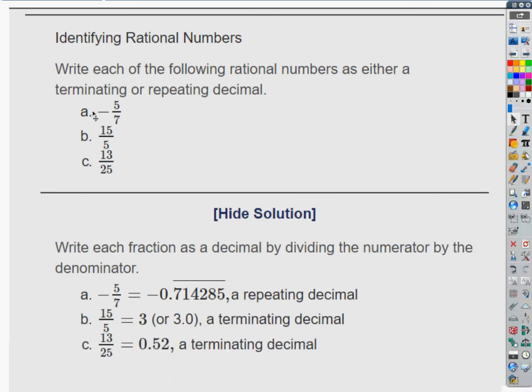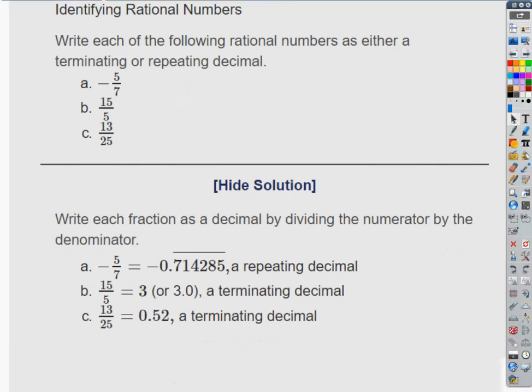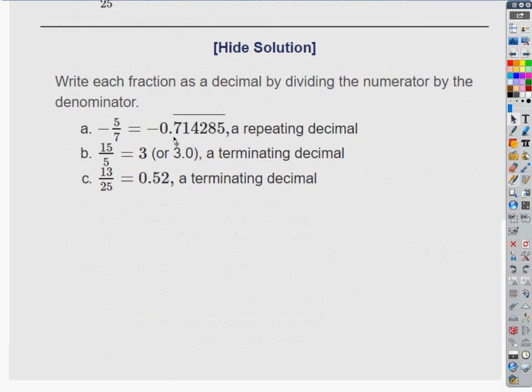So what would happen if I put in -5/7? If I went out far enough on my calculator, I would see that the packet of numbers that starts to repeat is that whole thing, 714285. I'd get negative 0.714285, 714285, and so on and so on. So I'll write it with a repeating decimal bar.